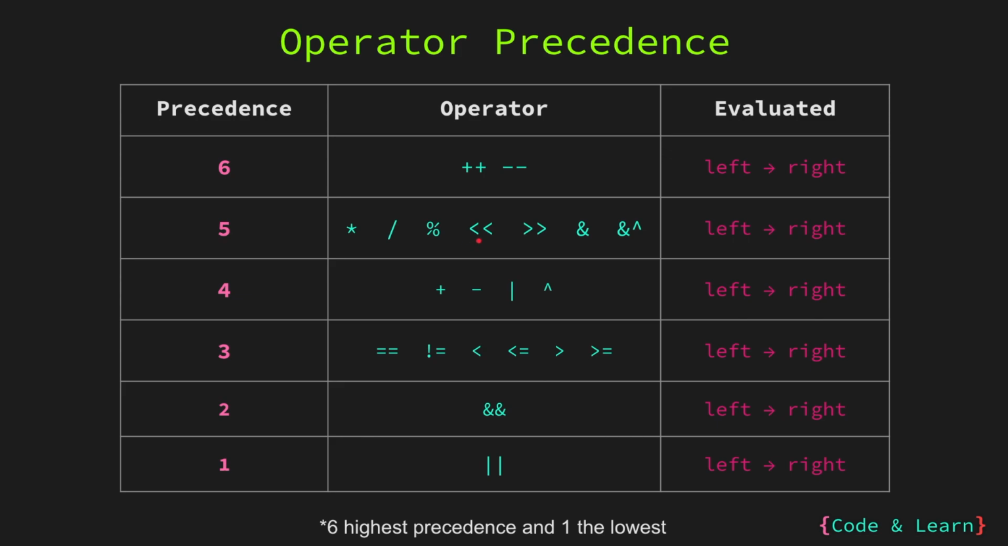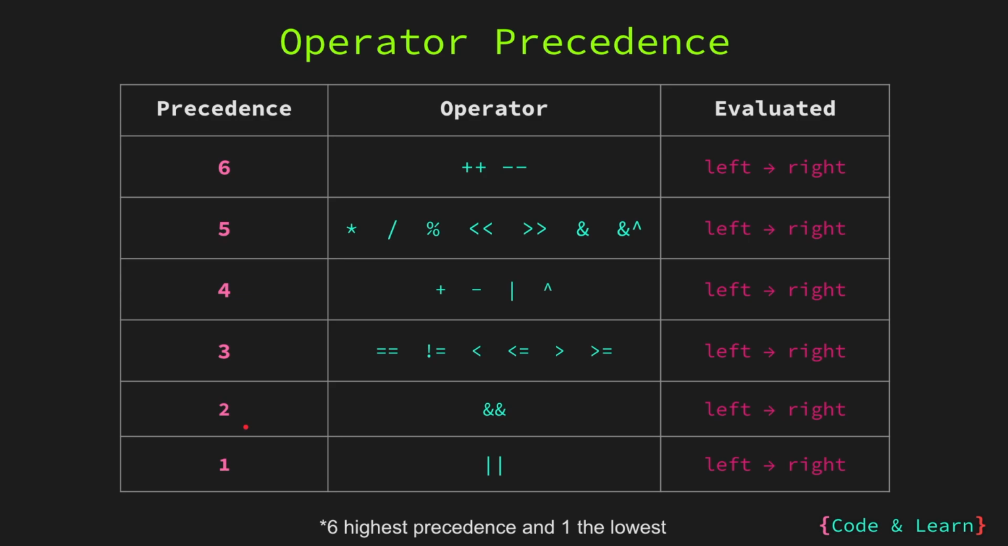Next in the precedence ladder, we have a group of binary operators that have the next highest precedence. If found in a single statement, they will be evaluated from left to right. The next group of operators has sum, subtraction, bitwise OR, and bitwise XOR. Again, in the same statement, they will be evaluated from left to right. In our precedence ladder, they are at level 4 of precedence, or the third highest precedence. In level 3 precedence, we have comparison operators. When found in the same statement, they will be evaluated from left to right.